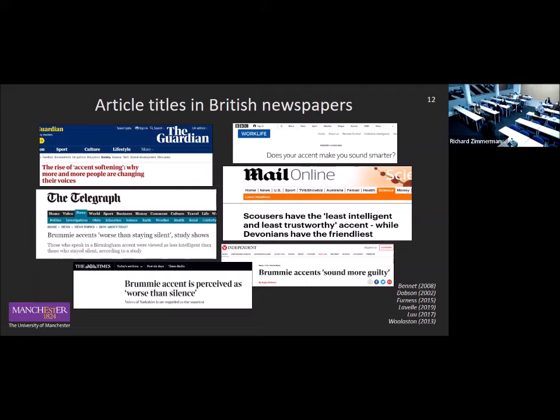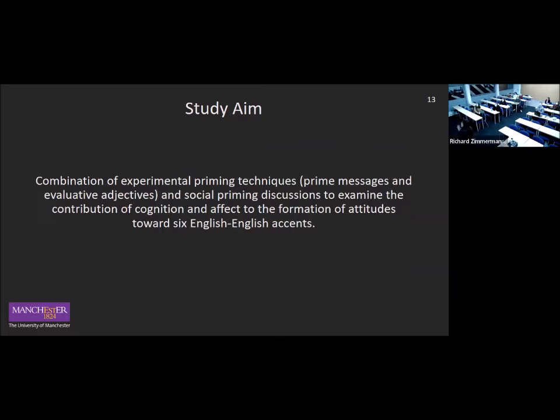So to get to the study, I wanted to combine experimental techniques, priming techniques from social psychology and social linguistics. So the prime messages that I showed you, for example, and the evaluative adjectives, as well as some elements of the social priming discussions that I just presented, in order to examine how much cognition and affect play a role in the formation of attitudes towards six English accents, and I'll take you through them for all of that.